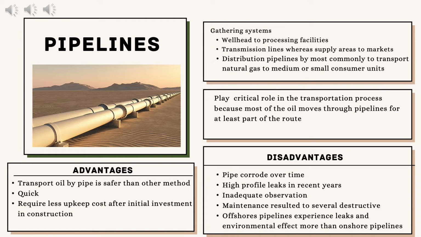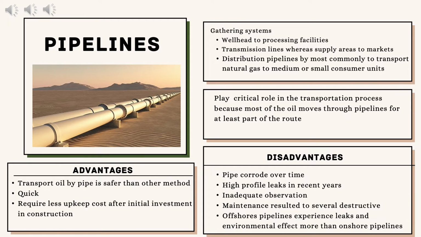Disadvantages of using pipeline as transportation are that pipes corrode over time, there have been high profile leaks in recent years, and inadequate observation and maintenance result in several destructive incidents. Offshore pipelines experience leaks and environmental effects more than onshore pipelines. But technological advancement in pipeline material and monitoring systems have improved pipeline safety and efficiency.